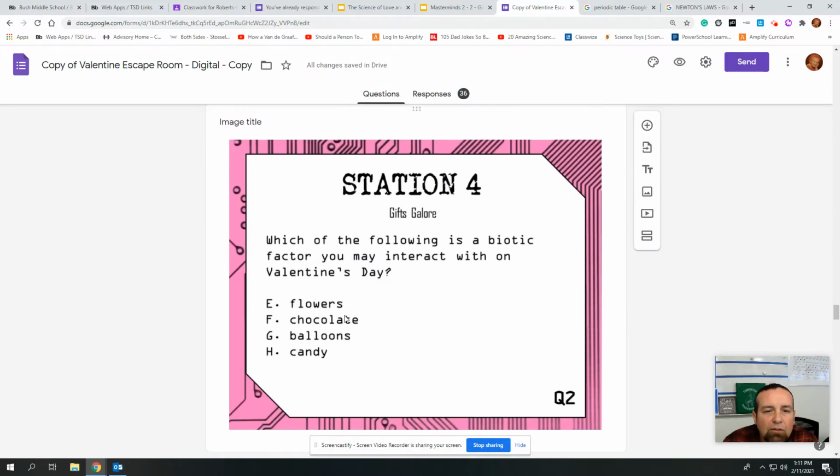For station 4, which of the following is a biotic factor? So this is Greek and Latin. Bio means life. Ic means pertains to. So which of the following is a factor that pertains to life you may interact with on Valentine's Day? So which one of these things have to do with life? It would be candy, balloons, chocolate, or flowers. So flowers are plants, so that would be our answer.